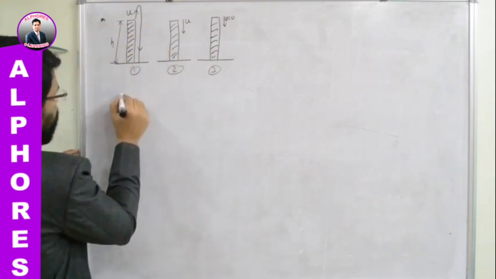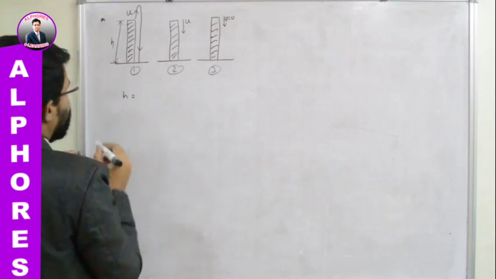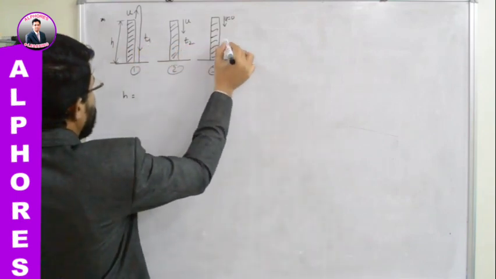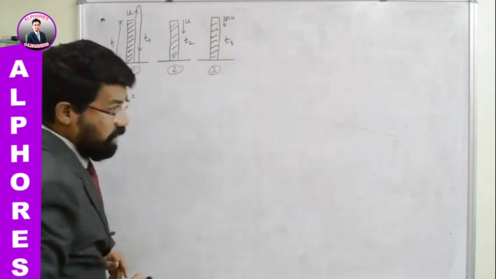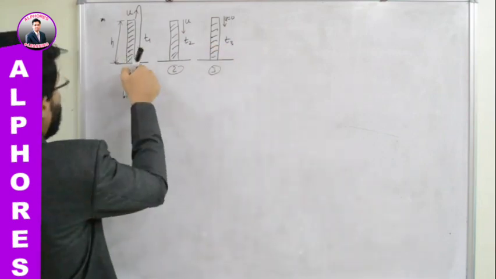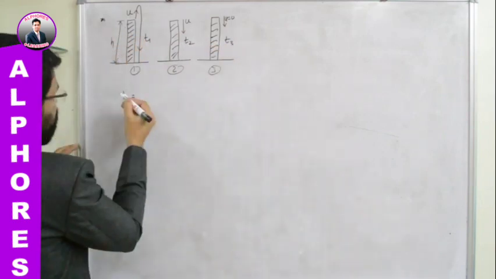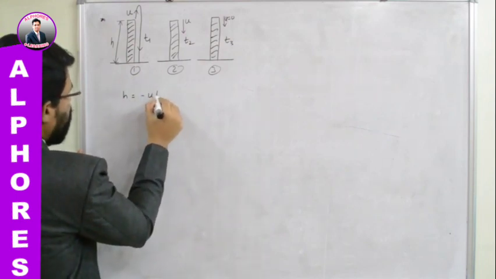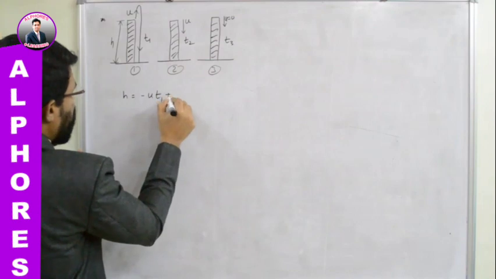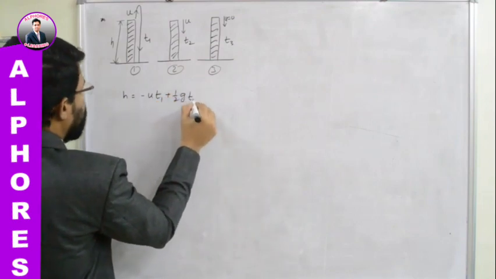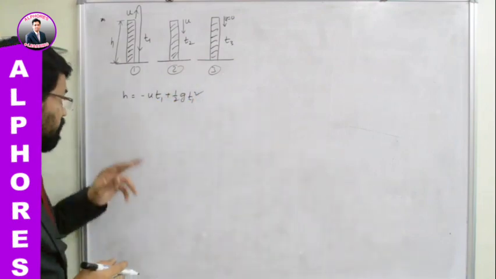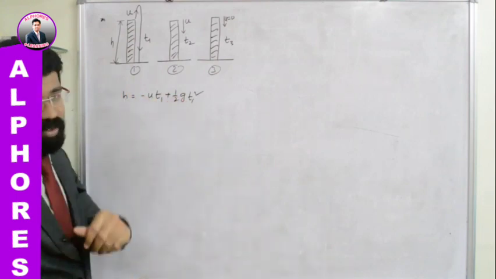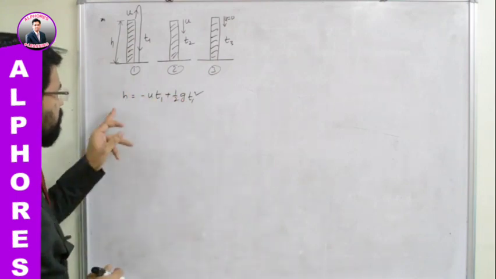H can be written as how? Let us say the time of journey corresponding to this one is t1 seconds, corresponding to this t2 seconds, and corresponding to this t3 seconds. Corresponding to the first one, h can be written as, from the equation we have seen earlier, minus h is equal to plus u t1 minus half g t1 square, and when you multiply with the minus, this is what you will get.